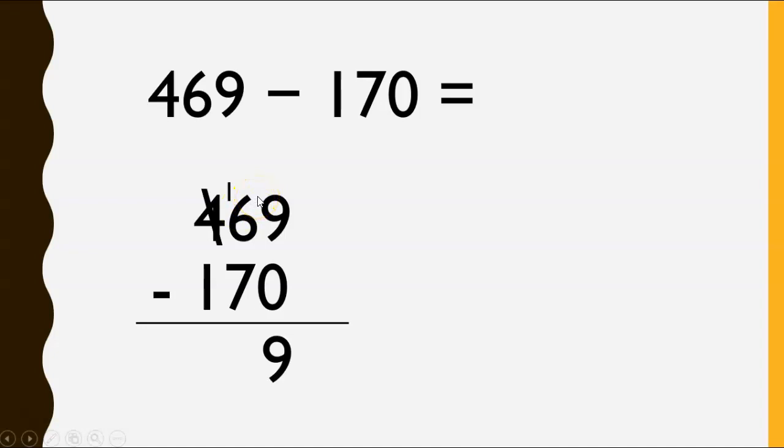So what is 16 minus 7? Good, 9. Now the 4, we took 1 away from it, and now it turns into a 3. So we take 3 minus 1. And what is 3 minus 1? 2. Good. And our answer is 299.